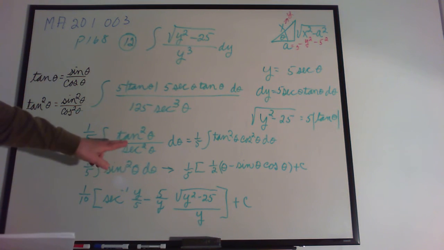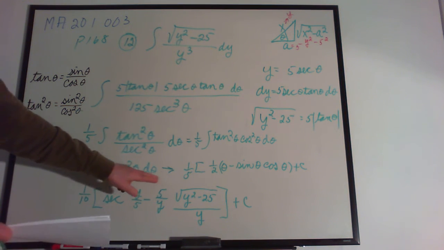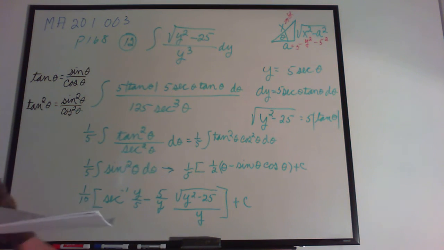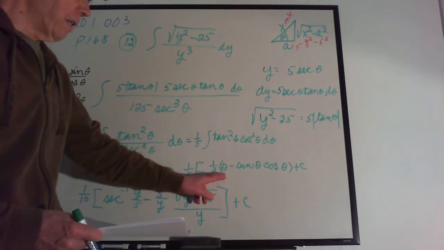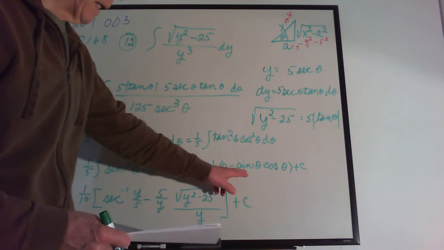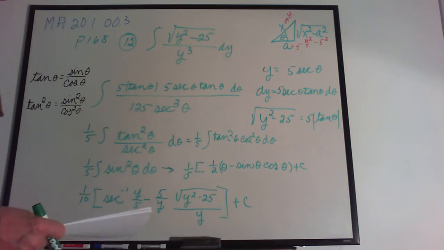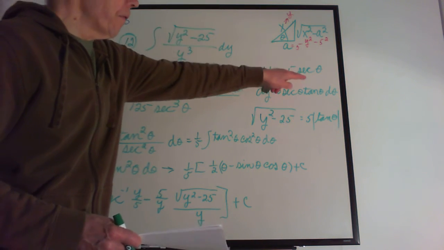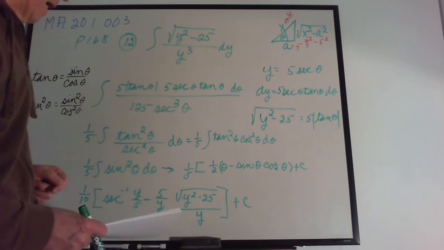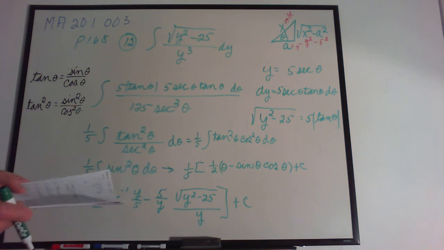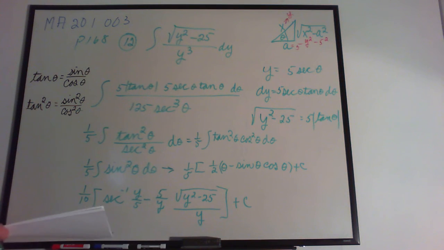All right, so we brought this down to sine squared theta. If you look in your integral formulas, you'll get 1/5 bracket 1/2 bracket theta minus sine of theta cosine of theta plus c. Secant of theta is equal to y divided by 5, which means that theta is equal to the inverse secant of y divided by 5.